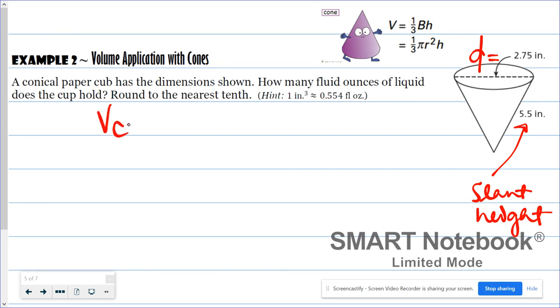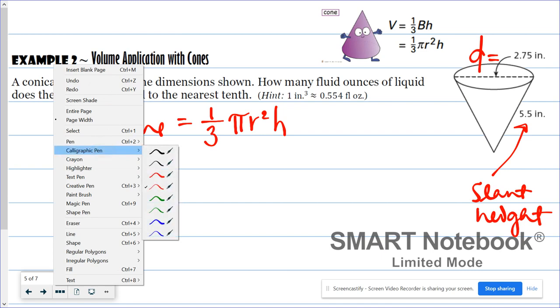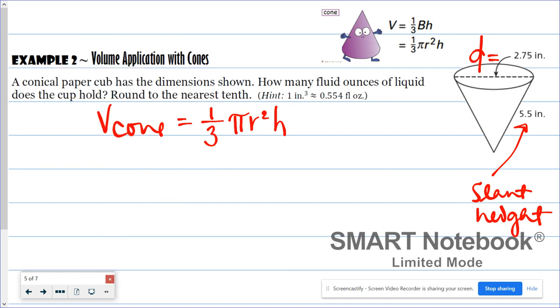And volume of a cone can be found by going 1/3 pi times the radius squared times the height. So if I know the radius, if I know the height, boom, I'm done. I know the volume of my cone. They didn't give me either one of these. They gave me the diameter. And so the diameter is twice the radius. So that means the radius would be half of 2.75. So in this problem, my radius of my cup is 1.375. The height of the cone, they didn't give that to me at all. They gave me the slant height, but they didn't give me the height. Remember, the height of a cone is that perpendicular distance from the vertex to the base. So I don't know the height.